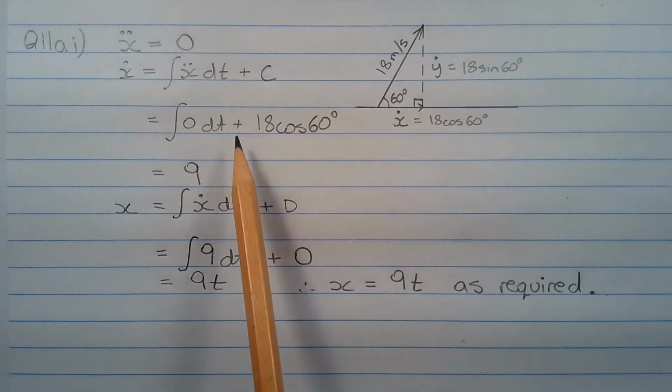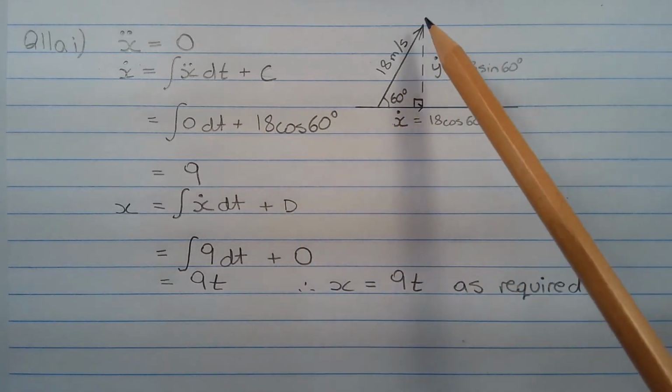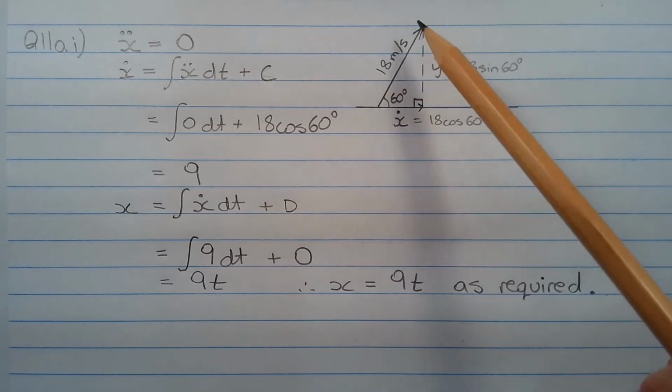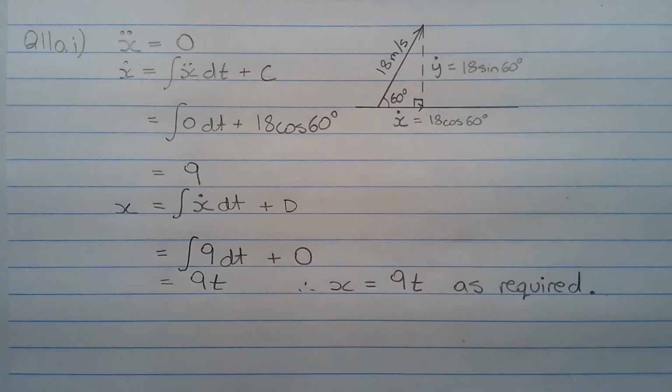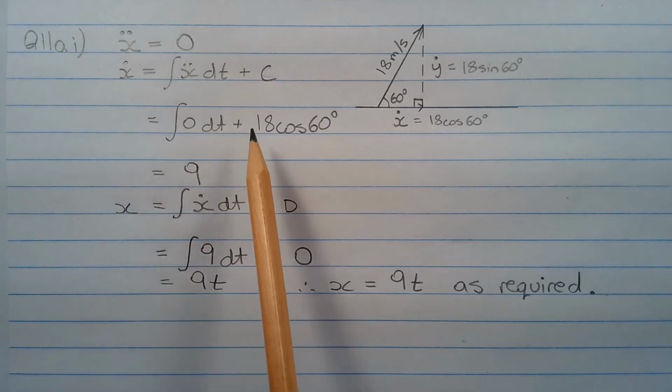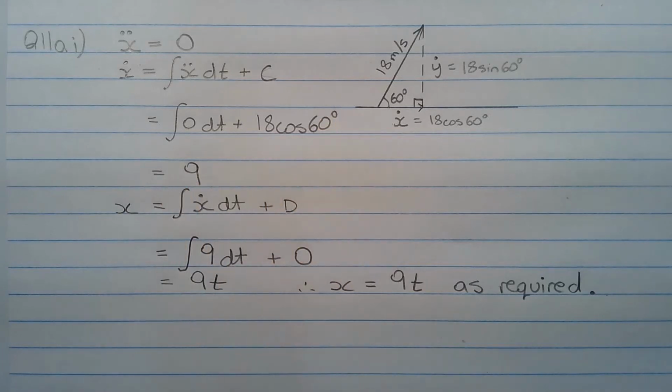And we can get 18 cos 60 degrees by resolving the initial velocity of 18 meters per second in the horizontal direction by drawing a right-angled triangle and using regular right-angled trigonometry. And the integral of 0 dt, of course, is 0, and 18 cos 60 degrees is equal to 9.